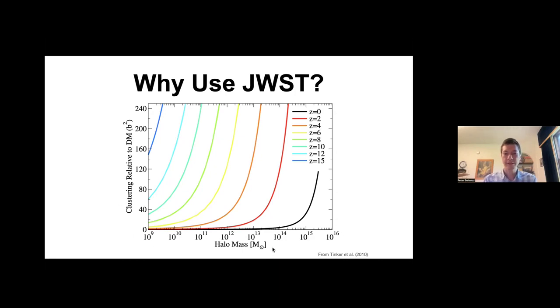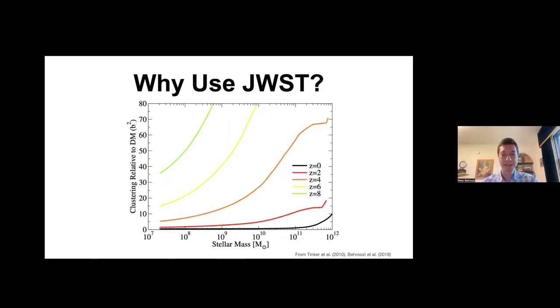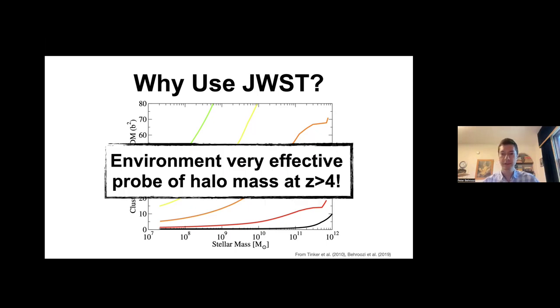And I realize the halo mass is a theory-centric measure. If I convert this to a more observational-centric measure, like the stellar mass, this is the range of stellar masses you might expect to be able to see with something like James Webb. And you can see that above redshift 4, you have very strong dependencies of clustering with stellar mass as well. So in other words, you can actually get the host halo properties by looking at the environment in a very effective way, even for low mass things, in a way that you could not do at redshift 0, but at redshift greater than 4, this is possible.